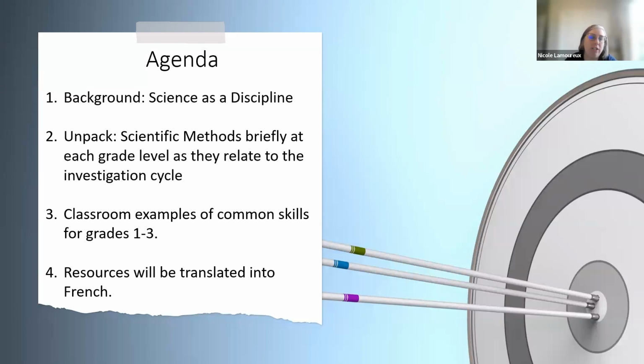And then we're going to talk about classroom examples and what it would look like. A lot of that's the question, what does this look like in my classroom? And I often get the question, will these resources be translated into French? And yes, our consultant who works in the French translation has these and she's working on them right now. So that will be shared out in French.